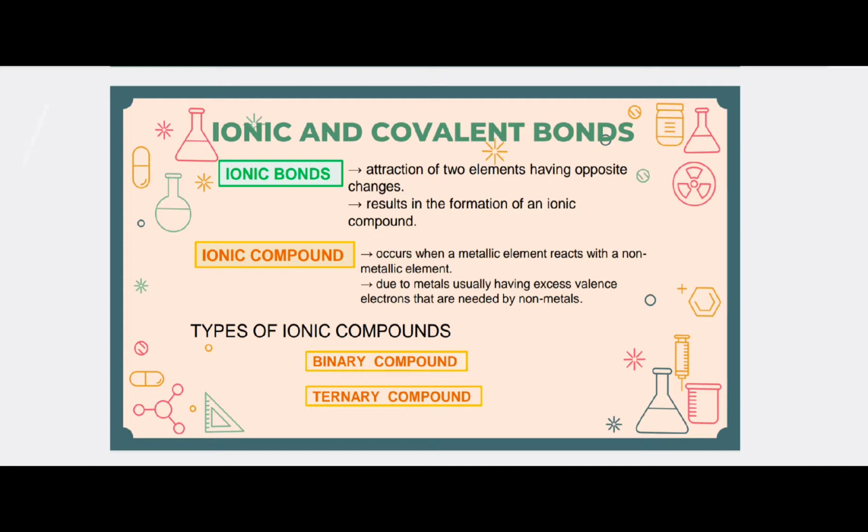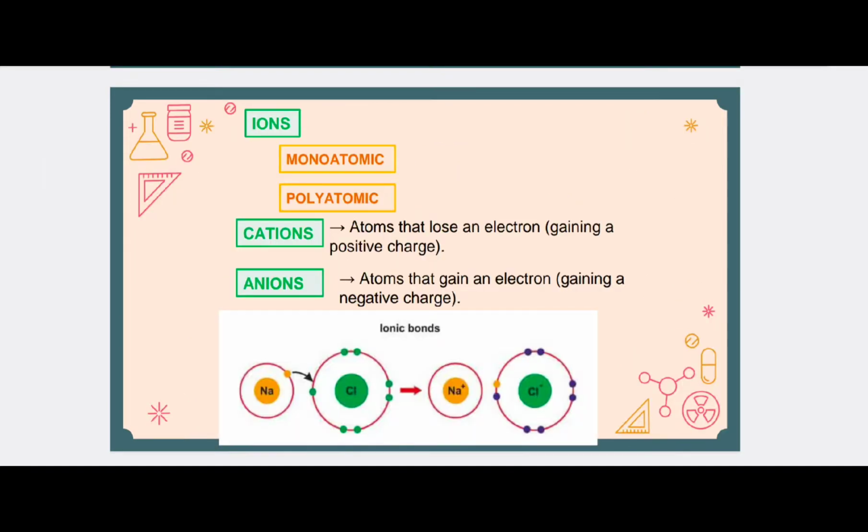Types of ionic compounds. Binary compounds are composed of only two elements. Example: sodium chloride, water. Ternary compounds are composed of three or more elements. Example: sulfuric acid, chalk. Ions: monatomic atoms of different elements that either gained or lost electrons.